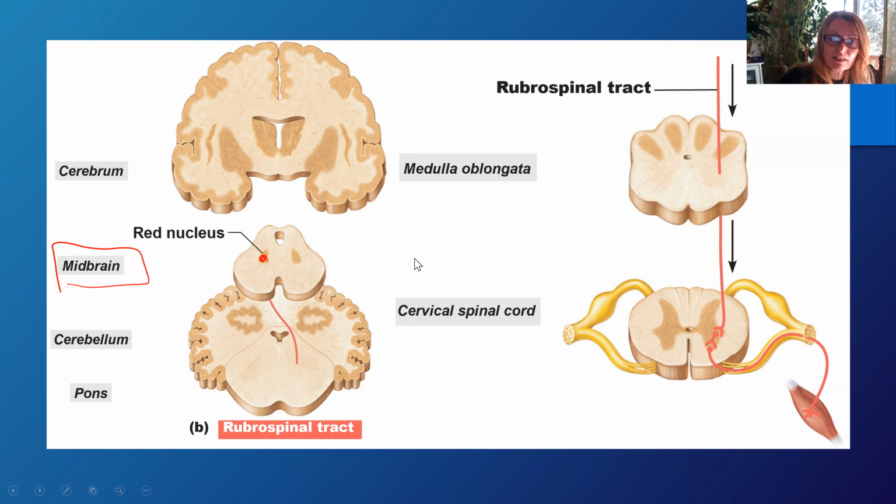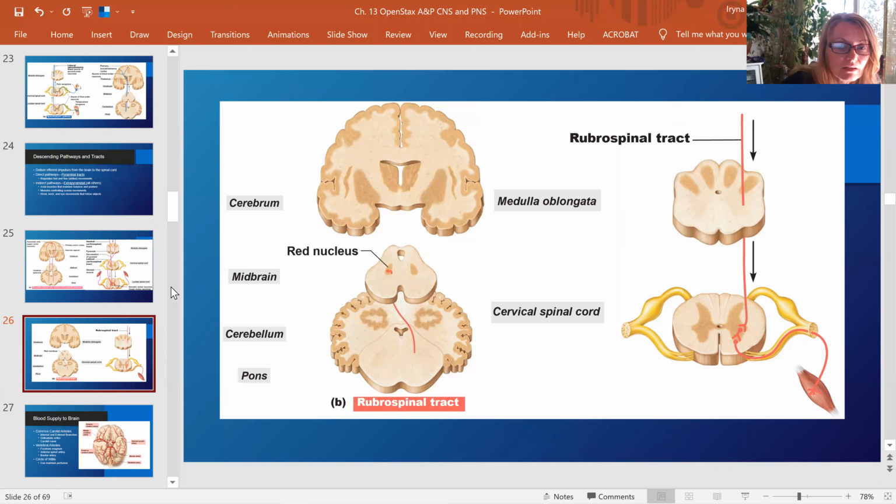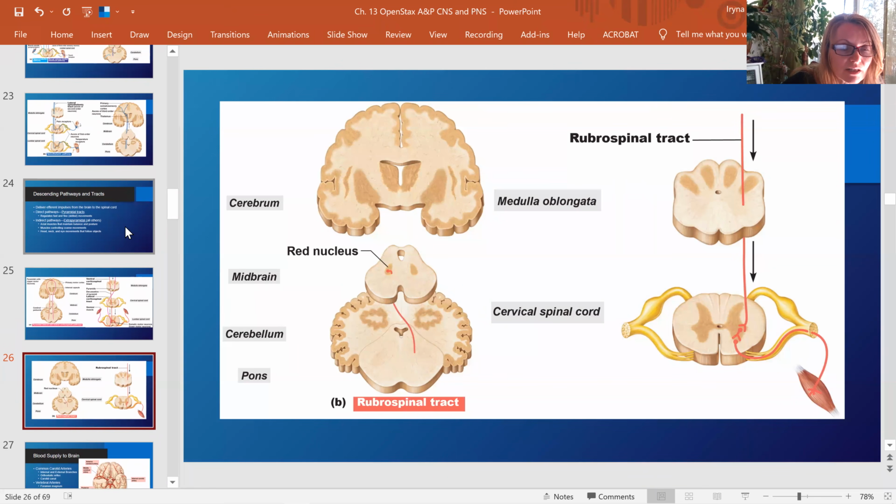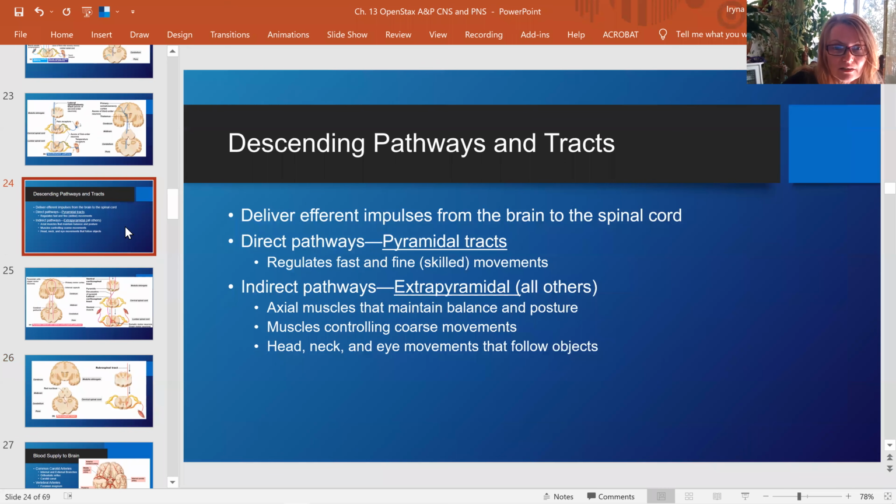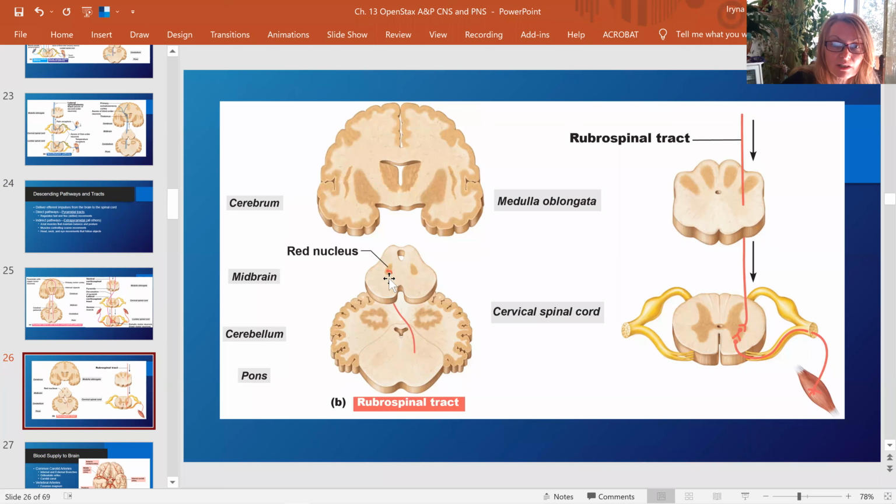The difference with the extrapyramidal tract is that it does not necessarily originate in your cerebral cortex, right? So if it's not originating in your cerebral cortex, then it's autonomic.